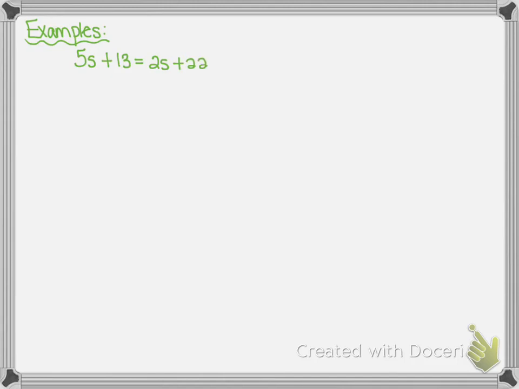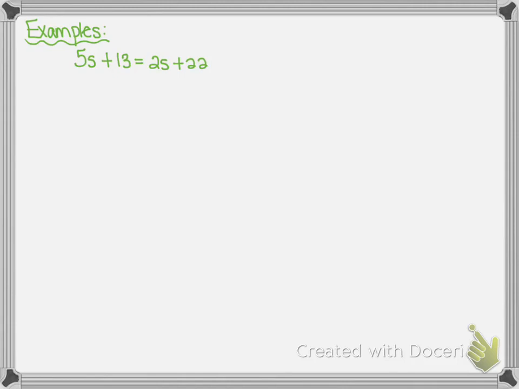So let's look at our first example: 5s plus 13 equals 2s plus 22. Following our steps again, first step, distribute. Looking, there are no parentheses. Next step is to combine like terms. On the left-hand side, I don't have like terms, and on the right-hand side, there are no like terms to combine. However, for that third step that we wrote in there, we do have 2 variables. We have 2 s's in there. So by using inverse operations, we can combine those so there's only one s.